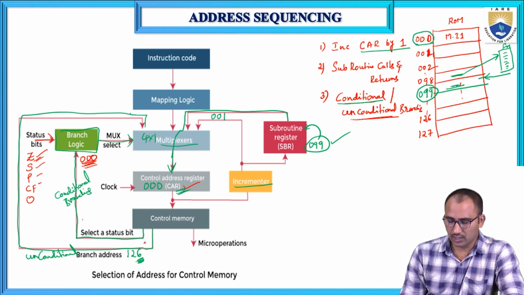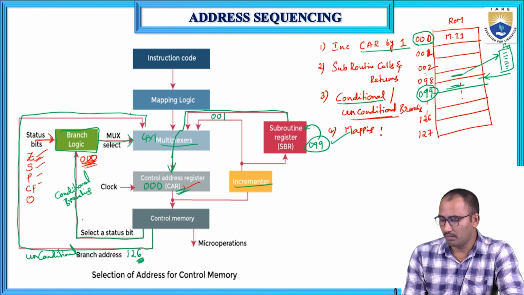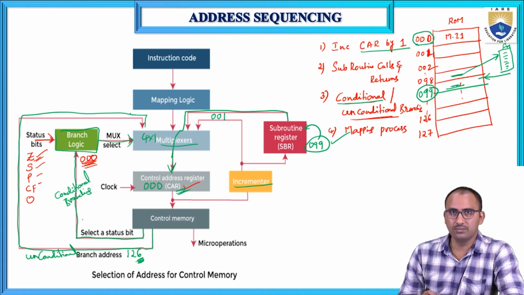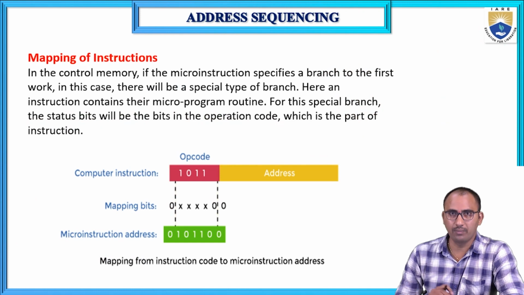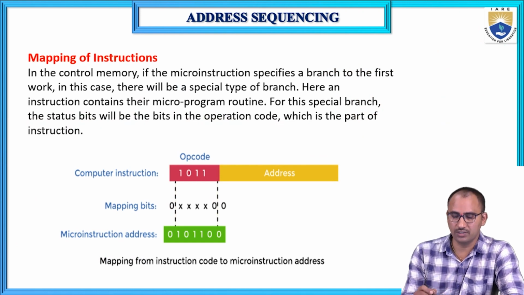And the last one, the fourth, is the mapping process. So what is the mapping process? The mapping process uses the opcode bits to find the address in the control memory. So here we can see the mapping process, the mapping of instructions.